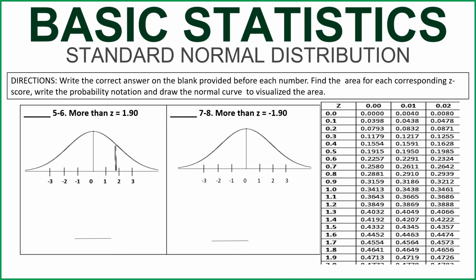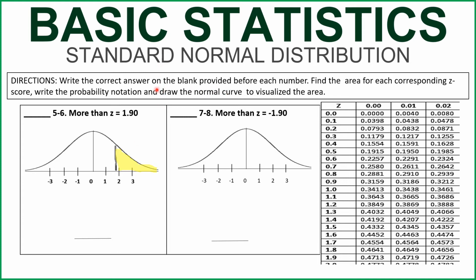So, let's see. More than means higher. Higher than 1.90. So, what are the numbers higher than 1.90? Definitely, those on the right side, the positive side. That's 2 and 3, and so on. There are still more numbers in that interval. So, this is the shaded portion of our normal curve.